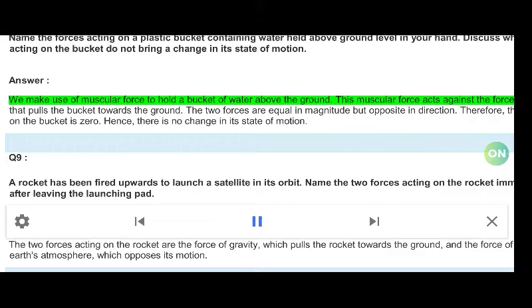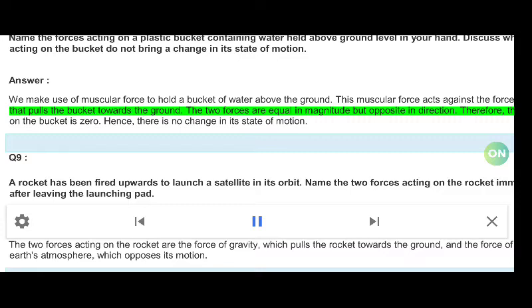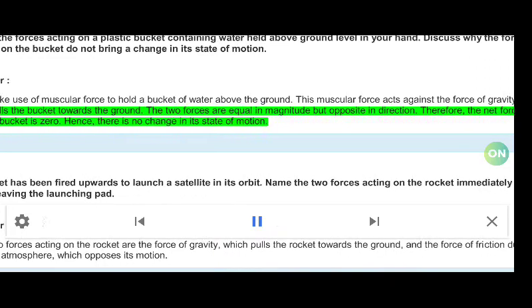We make use of muscular force to hold a bucket of water above the ground. This muscular force acts against the force of gravity that pulls the bucket towards the ground. The two forces are equal in magnitude but opposite in direction. Therefore, the net force on the bucket is zero. Hence, there is no change in its state of motion.